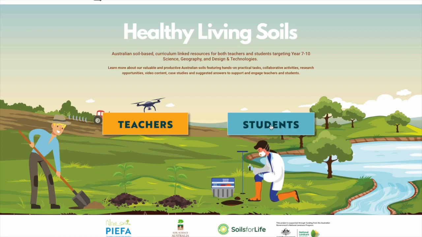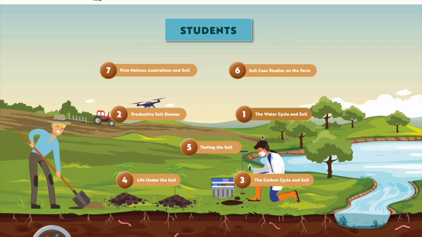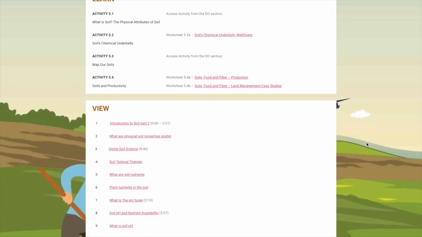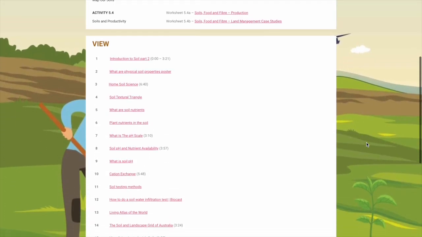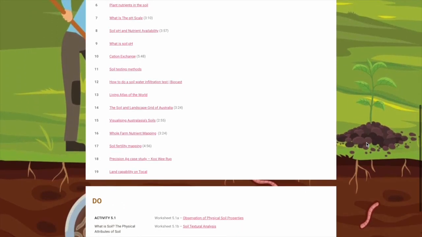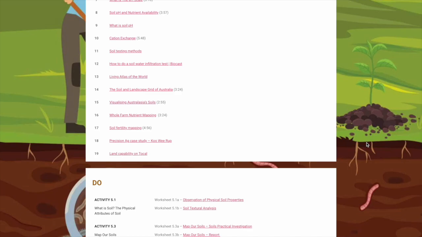Students click on the lesson number to gain access to individual student worksheets from the Learn menu, which may be completed online using the writable areas. QR codes and active links are on worksheets to assist students in accessing the required material. The View menu contains active links to video content and source materials for student access, and the Do menu includes worksheets for hands-on practical activities.